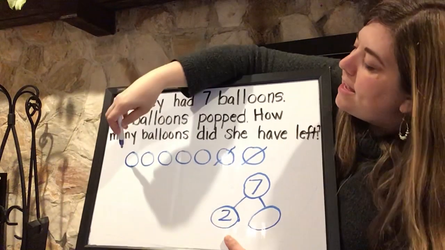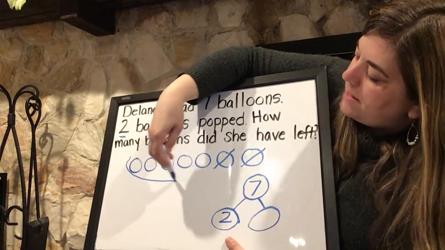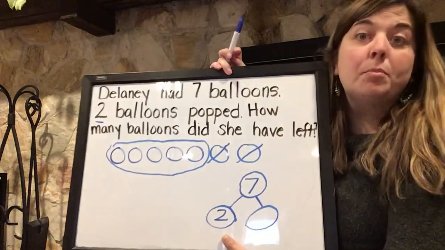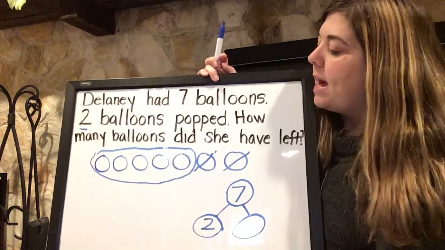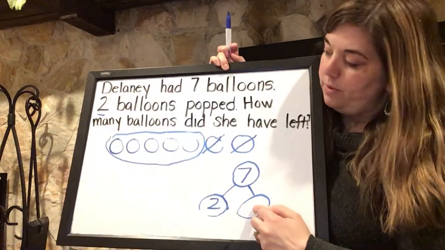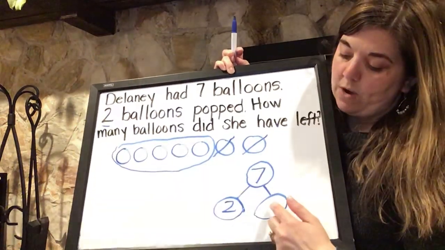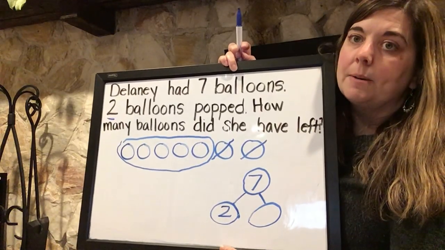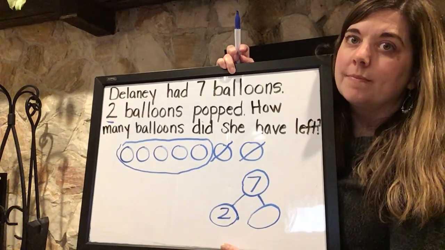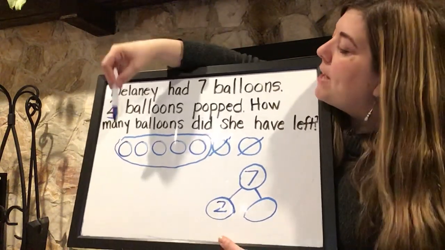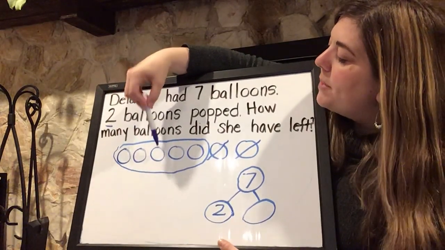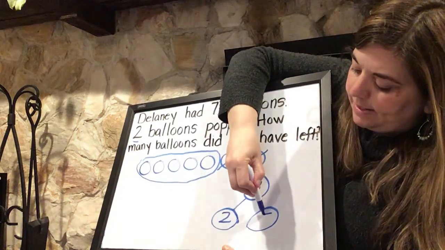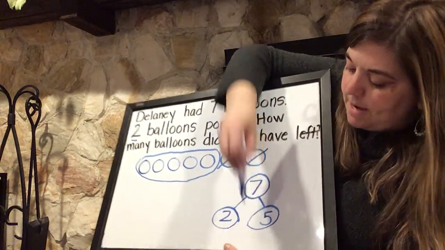Okay, and then this is a part that was left. Those are the balloons that didn't pop. So I want you to count how many didn't pop and write that number right in there. So give it a pause and write that number in there. Okay, let's count them. We have 1, 2, 3, 4, and 5. So one of our parts is 5.